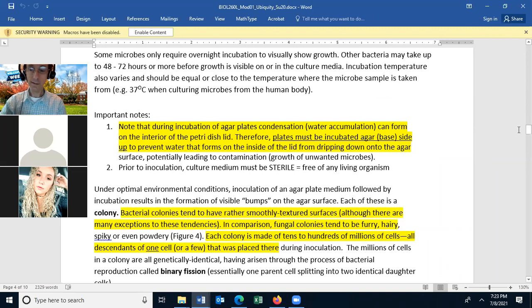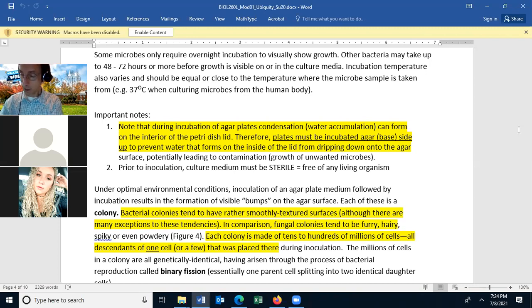And that's because when we put the plate in the incubator, the warmth of the incubator will make water come out of the agar, and then that water will condense on the bottom of the lid, and it'll form droplets which will drop down into the plate, dispersing the bacteria.